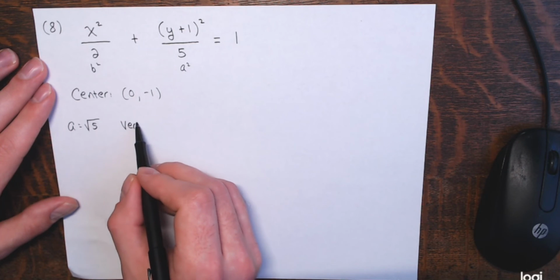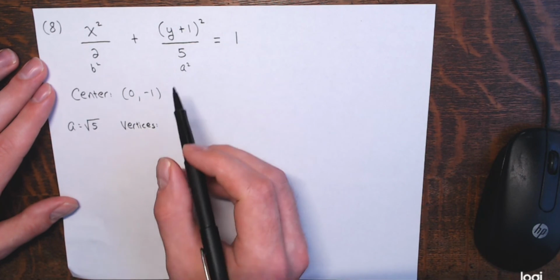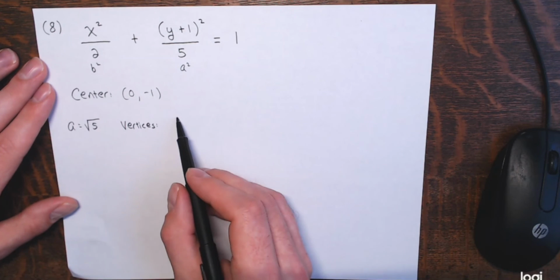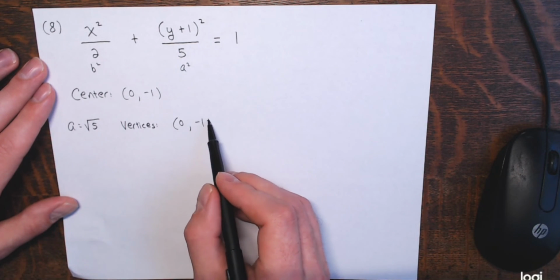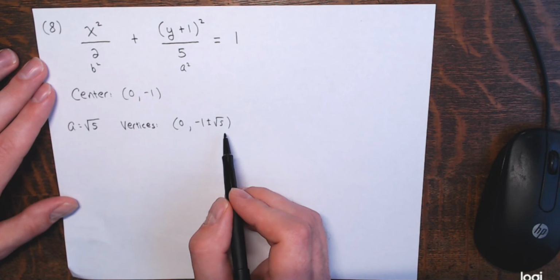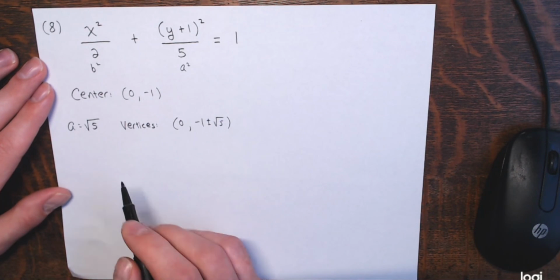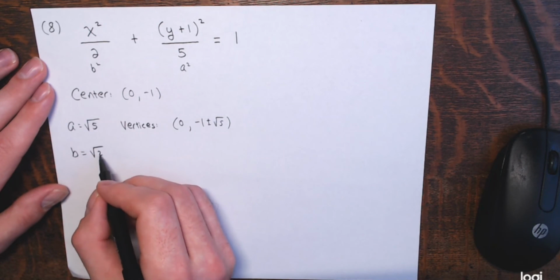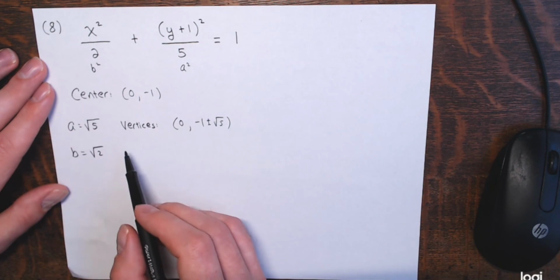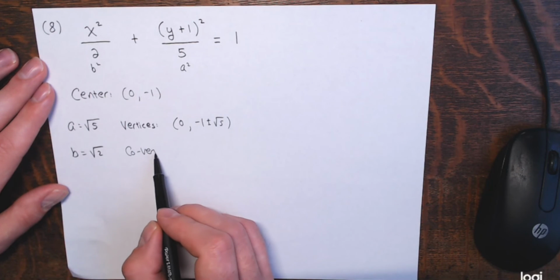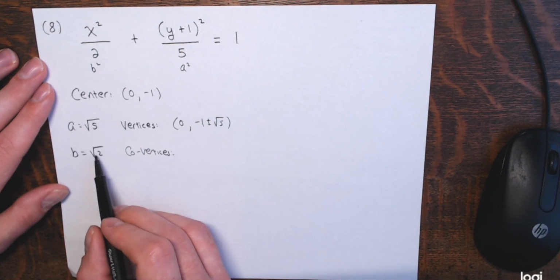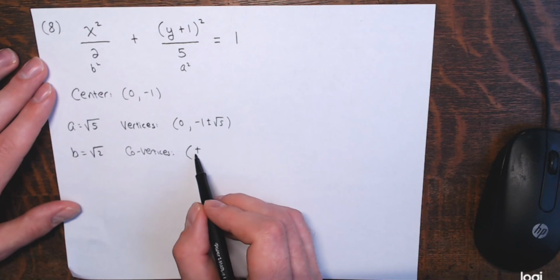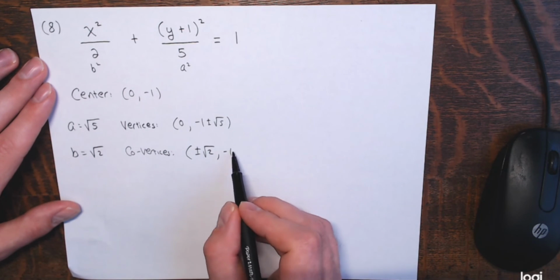All right, and then the vertices, since that's under the y, I'd be adding and subtracting this to the y coordinate of the center. So 0, comma, negative 1 plus or minus the square root of 5. There's where the vertices would be. And then b would be the square root of 2. And that was under the x, right? So for the co-vertices, I'd add and subtract the square root of 2 to the x value of the center, which will just be plus or minus square root of 2, comma, negative 1.